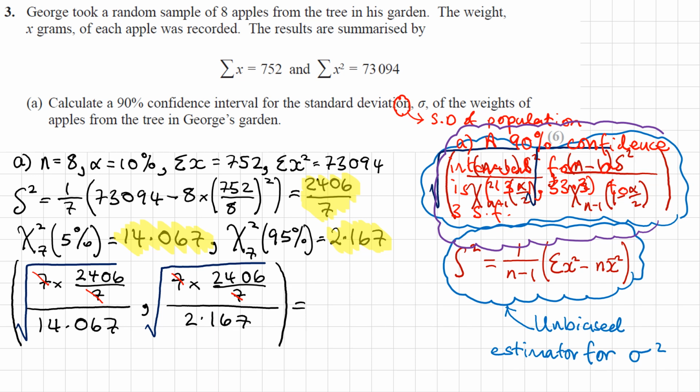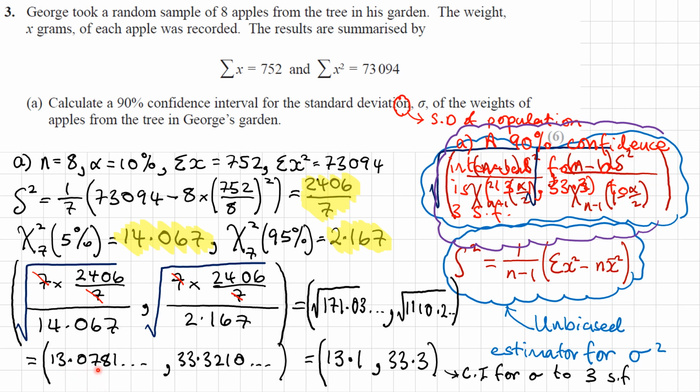Right, let's work these out. So that becomes the square root of these two numbers here, 171.03 and so on, and then 1110.29 and so on. So let's do that. So that's going to give us these numbers here, 13.07... and 33.3210... and so on. And then the final answers are going to be 13.1 and 33.3. That's because I've rounded them to 3 significant figures. So that represents my confidence interval for the population standard deviation sigma.